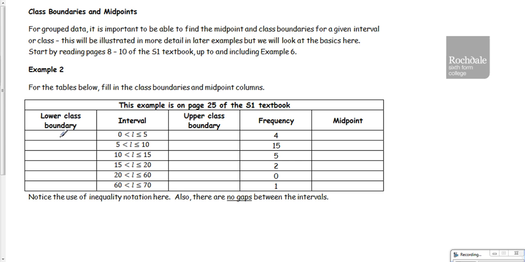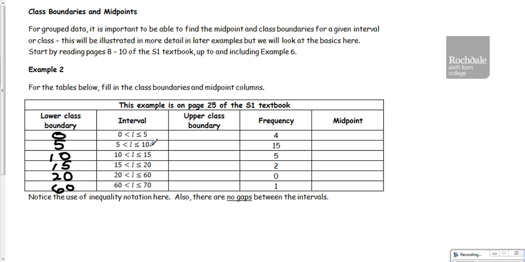So, what is the lower class boundary? Well, even though 0 isn't included, we still call it the boundary to that interval. Similarly, we put here a boundary of 5. 5 is actually included in the first interval, but 5 is the cut-off point between the 2 intervals. 10 is the top value here, and it's not included here, but it is still the cut-off point between the 2 intervals. Similarly, we've got 15 there, 20 there, and 60 here at the bottom.